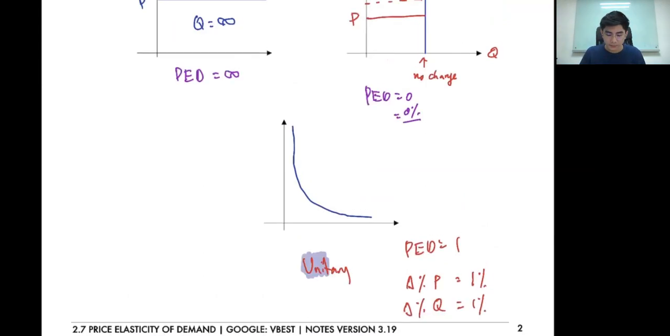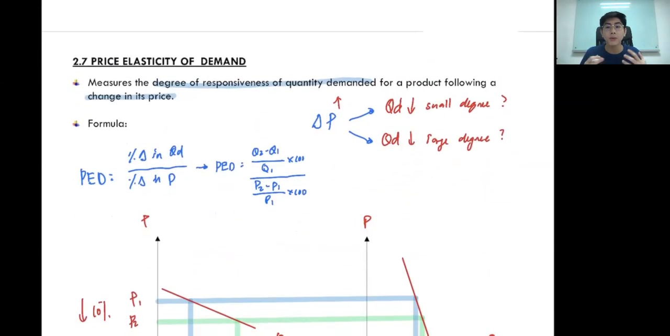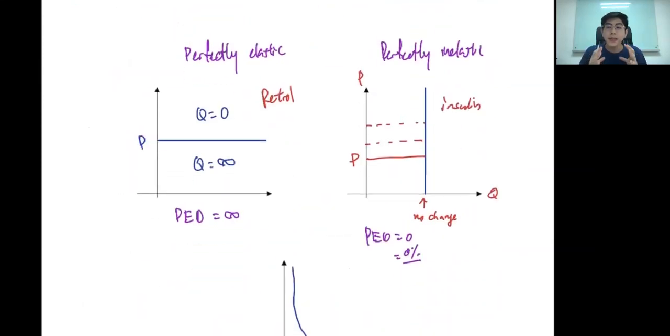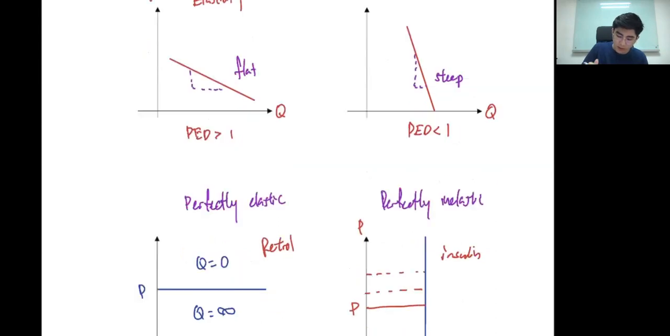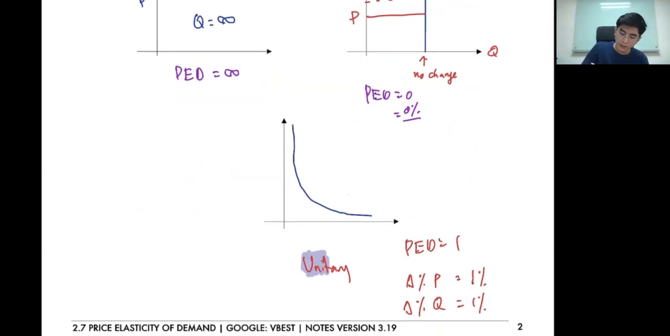So this is what you need to learn. Let me recap what you have learned and what the key takeaways are. Firstly, the definition, you need to know how it works, about the responsiveness. Second, the formula. And third, the types of graph that you have learned. You need to know the PED, for example, PED is larger than 1, PED is less than 1, PED is equal to infinity, PED is equal to 0, and PED is equal to 1. Got it?